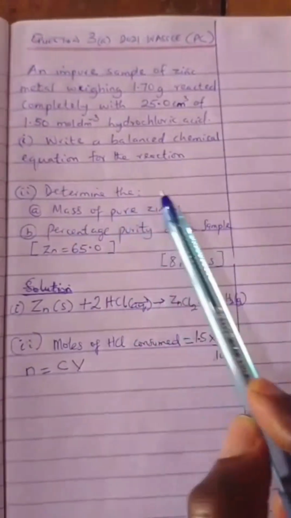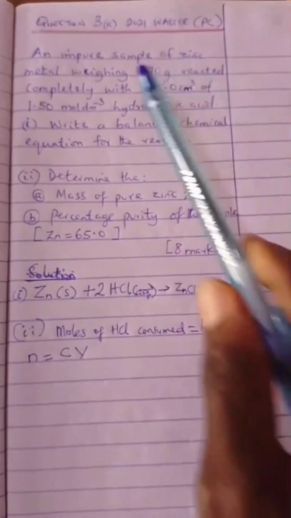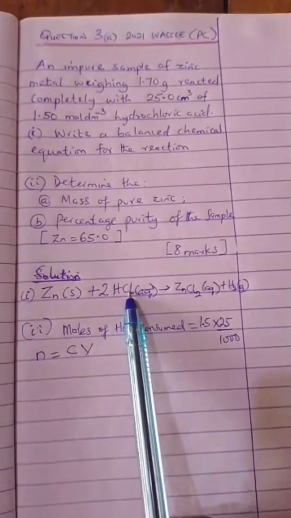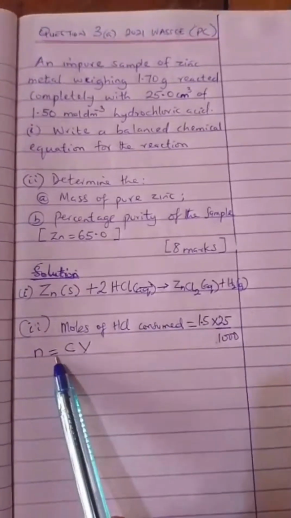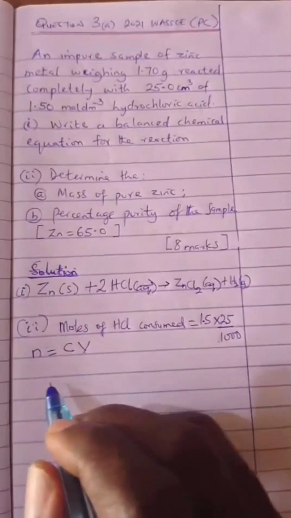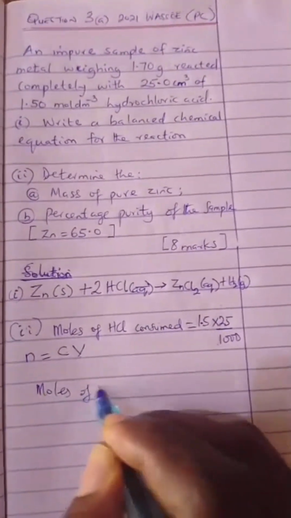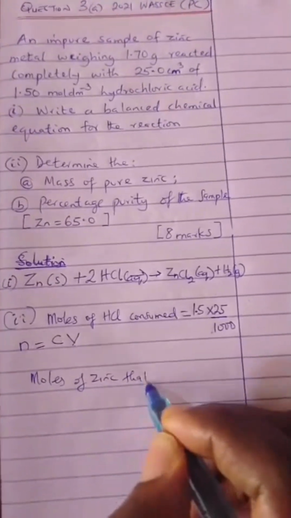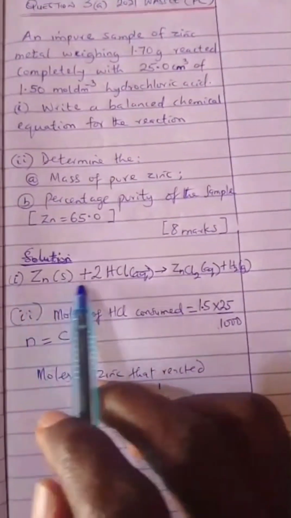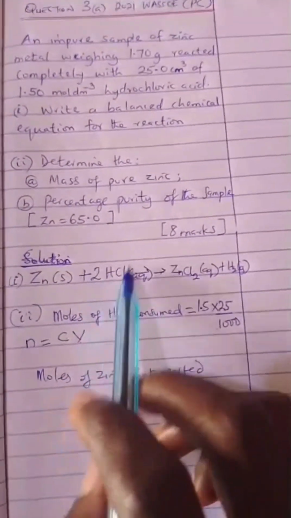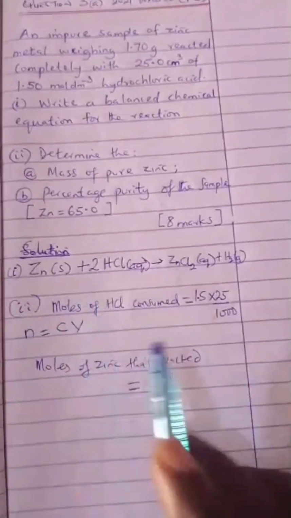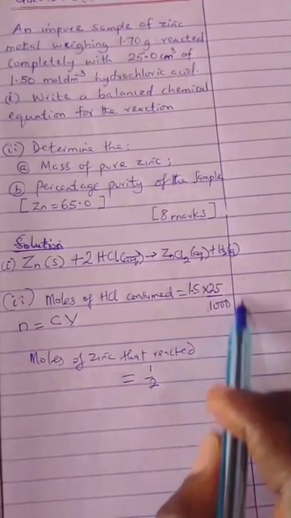We're trying to determine the mass of pure zinc in this reaction. So we're going to use the moles of HCl consumed, using our formula, number of moles equals concentration times volume in dm³. Then we can find the moles of zinc that reacted using our mole ratio. It's going to be half, because zinc is half of this. 1 is half of 2. So the moles of zinc will be half of all of this.